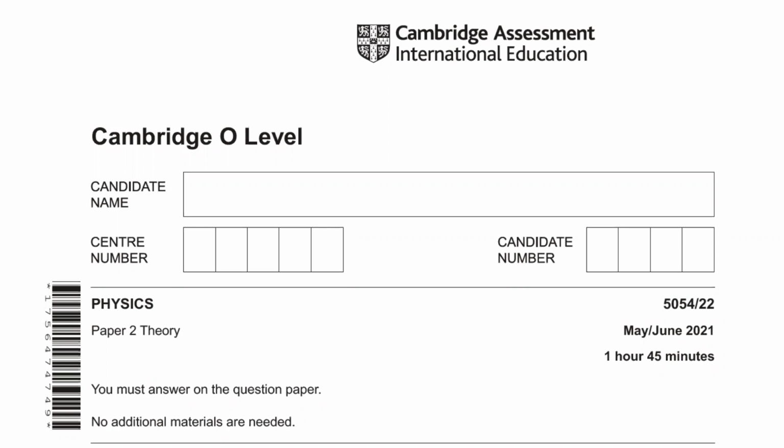Hello and welcome. Today we'll be solving Cambridge O-Level Physics paper number 2. The code for this exam is 5054. This is the May-June 2021 exam, and this is version 2 of this paper. So let's start.